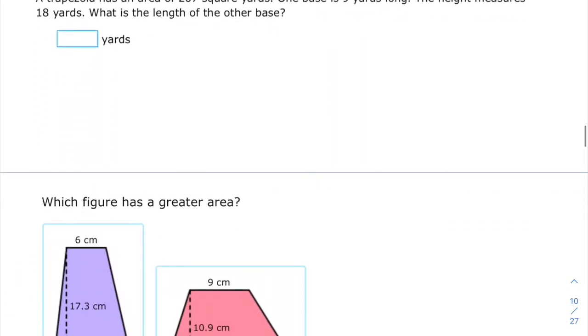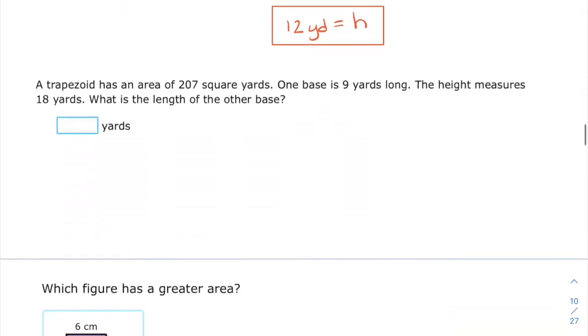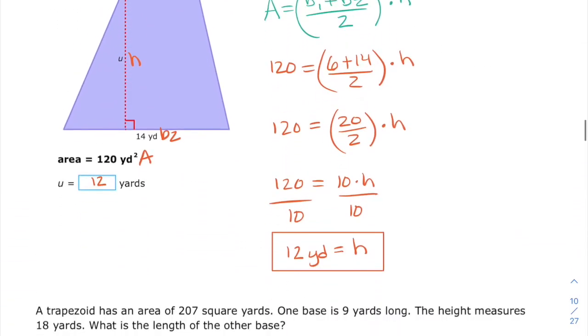All right, a trapezoid has an area of 207 square yards. One base is 9 yards long. The height measures 18 yards. What is the length of the other base? So here we have an area of 207 is given. We have a base and the height, but we need the length of the other base. So we're going to have to use our formula.